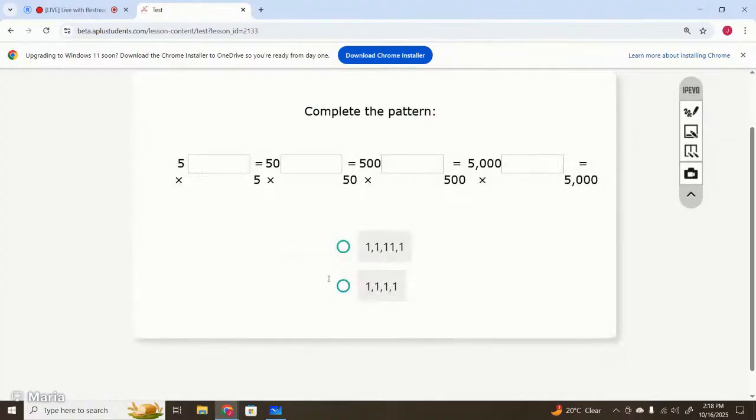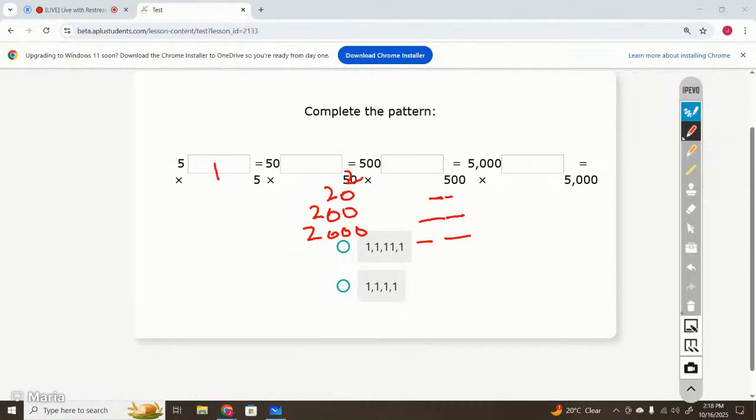Okay, 5 times what number is 50? 5 times 1 is 5. Basically, that is the thing. 50 times what number is 50?